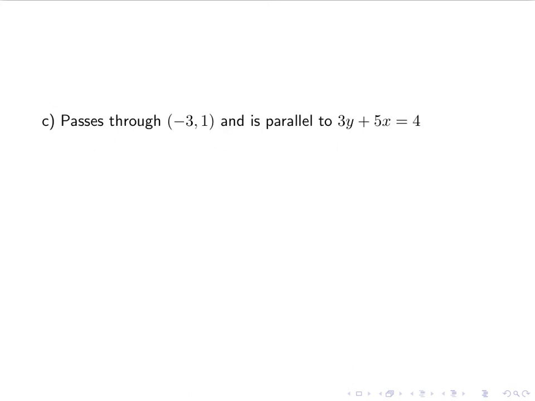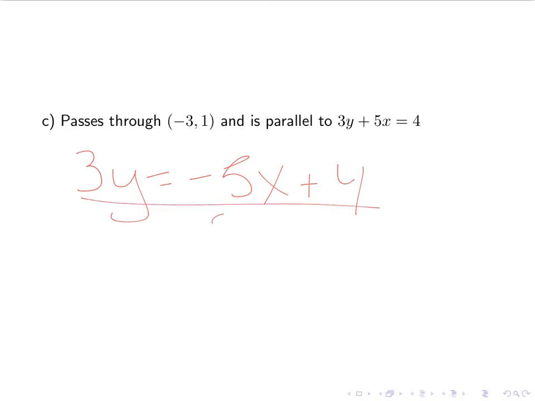So let's try another one. Passes through (-3, 1) and is parallel to 3y plus 5x equals 4. Okay. So the first thing we need to do is find the slope. This equation is not in slope-intercept form, so we need to put it into it. So again, we bring over the x's, so negative 5x plus 4 is equal to 3y. Divide everything by 3. This negative 5/3 is the slope that we want.